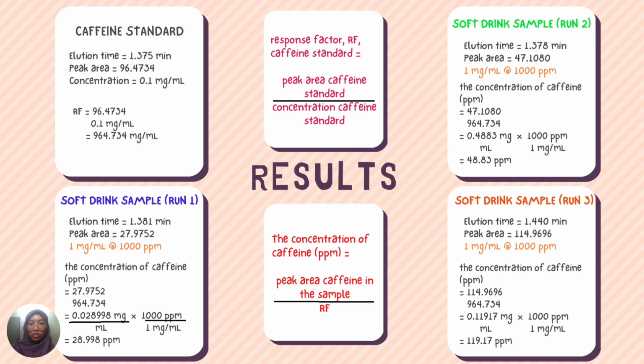Now for sample 2, we're going to use the same equation, and we got around 48.83 ppm. And the last one is sample 3, and we got 119.17 ppm. The reason why we run the sample 3 times is to get a more accurate result.